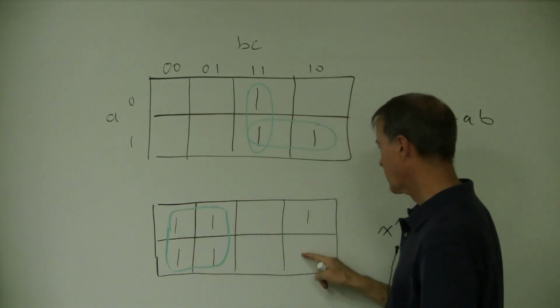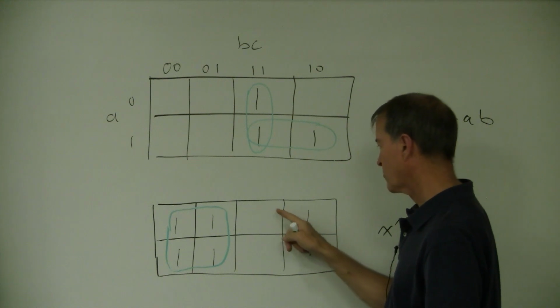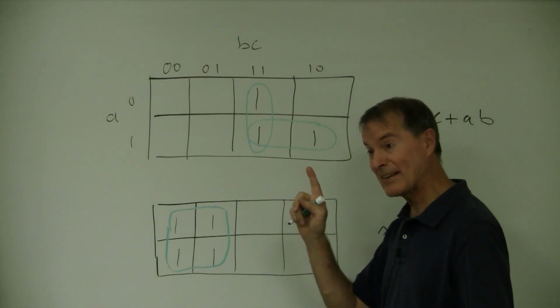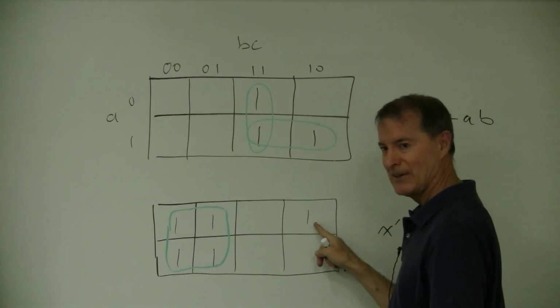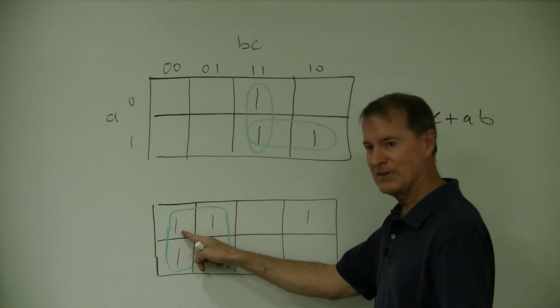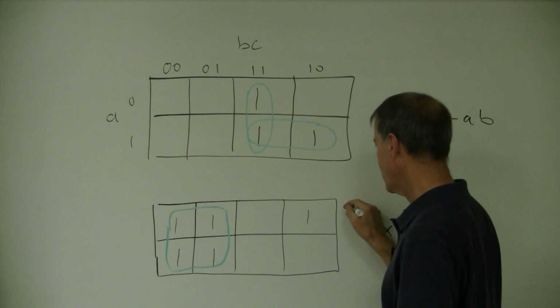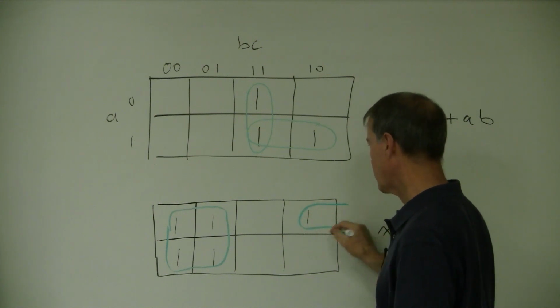And now this one, we can't group it with a neighbor over here, and we can't group it with a neighbor over here. But what can we do? Pac-Man effect, and group this with what? With this one. Yeah, A prime, B prime. All right, is everybody clear? And the way we indicate that on a Karnaugh map is like this.